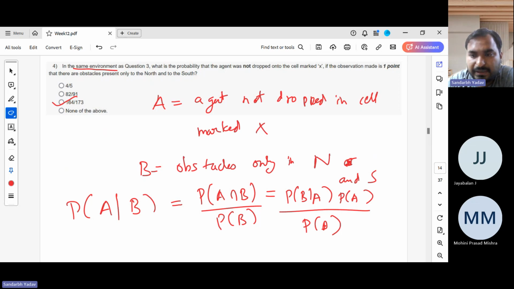Okay, so please can you repeat again how did you calculate the numerator part? And this is in question number. Okay, so the numerator part, yeah, I'll explain again.